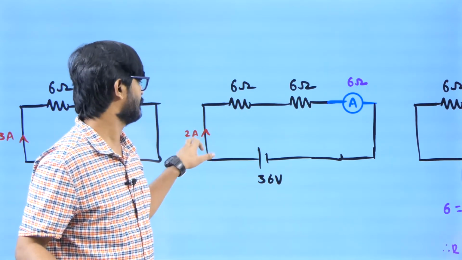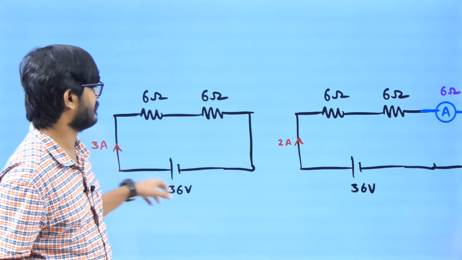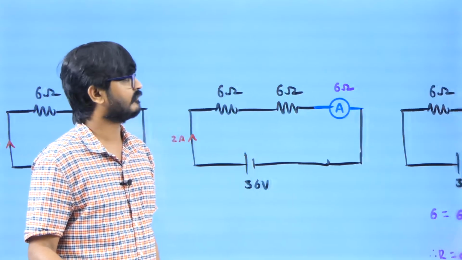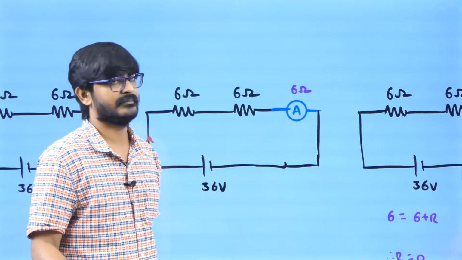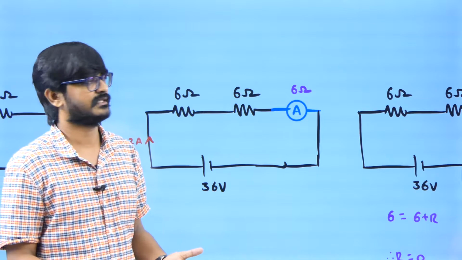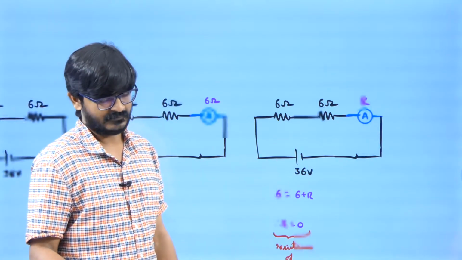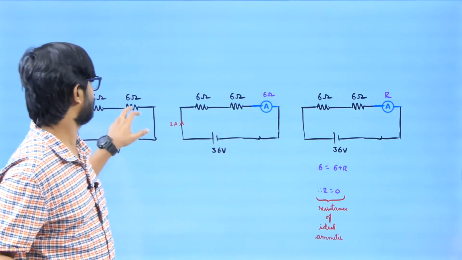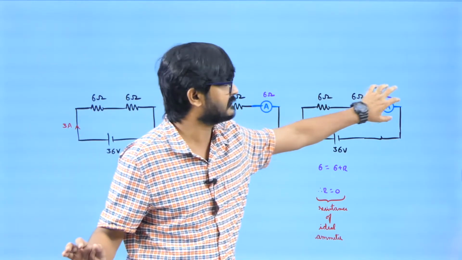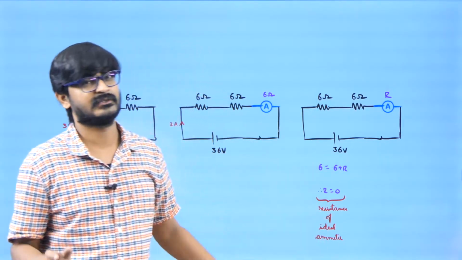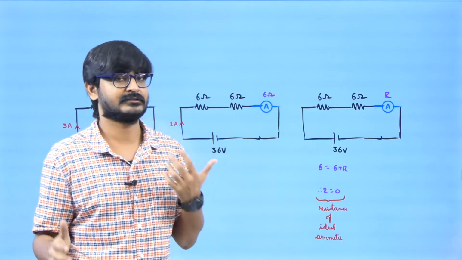Then the current is going to be 2 ampere. I thought of measuring 3 ampere, but I am able to measure only 2 ampere. Why is that happening? Because the ammeter is increasing the resistance of the circuit. So if I want to find the ideal ammeter's resistance, this circuit must behave the same as the initial circuit. So this 6 must behave like 6 plus R. So R is equal to 0. So the ideal ammeter's resistance must be 0.